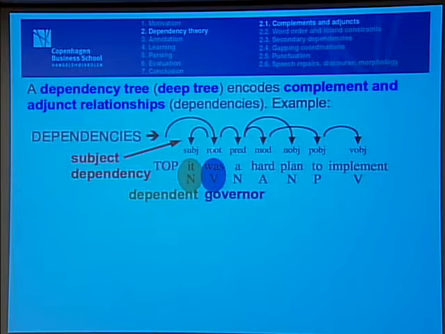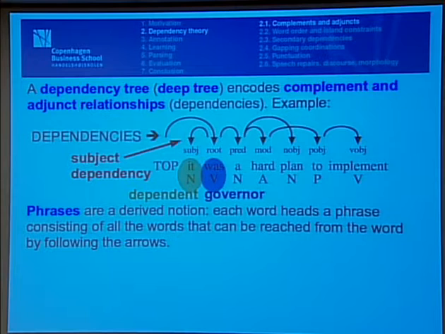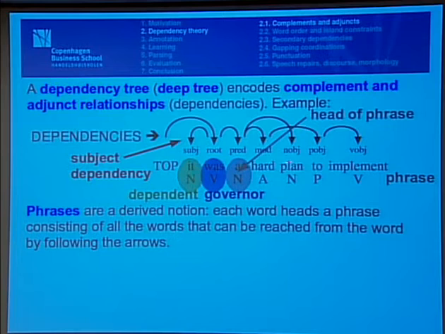And then we can define a notion of phrases within this framework by saying that if you pick a word in the dependency analysis, you can find the phrase that it corresponds to by following the arrows downwards. So if we pick this word, the head of the phrase here, then we can construct a phrase, and now something has gone wrong in the presentation. There should be an indication that the phrase corresponds here to a hard plan to implement. Those are all the words you can reach by starting at this node and then following the arrows down the dependency structure. In that way, you can derive a notion of phrases from the dependency structure.